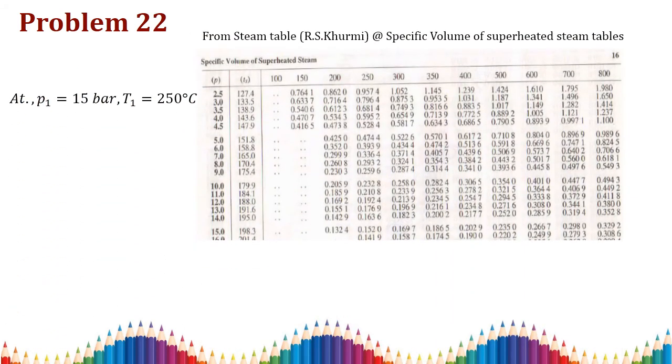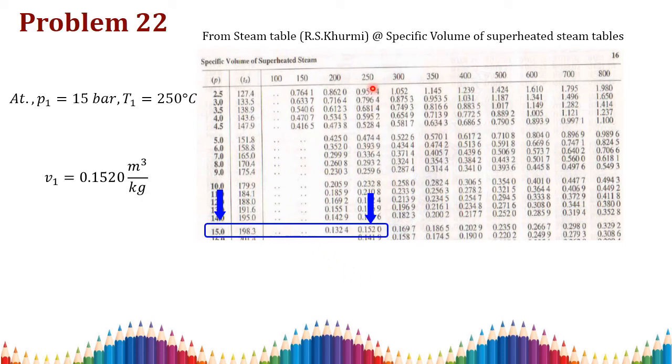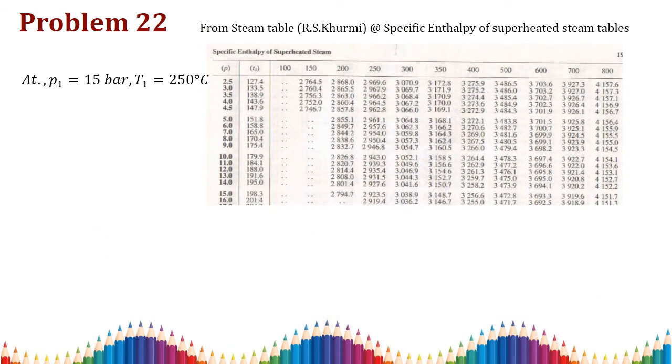So you go to the superheated steam table and take the specific volume. At pressure P1 is equal to 15 bar and temperature T1 is equal to 250 degrees Celsius, the specific volume V1 is 0.1520 meter cube per kilogram. And again you go to the specific enthalpy of the superheated steam table, at pressure P1 is equal to 15 bar and temperature T1 is equal to 250 degrees Celsius. You can take H1 as 2923.5 kilojoule per kilogram.